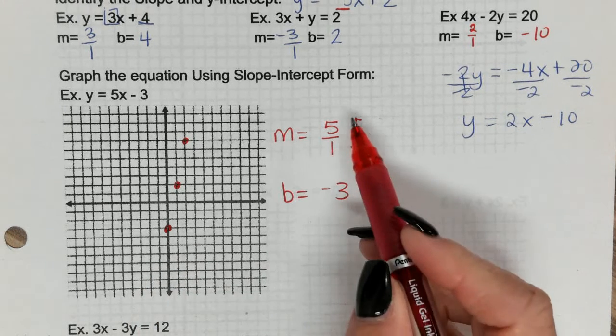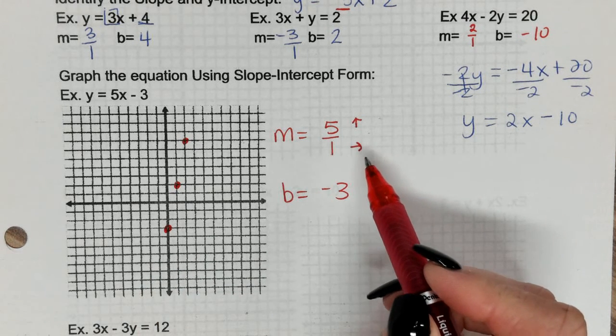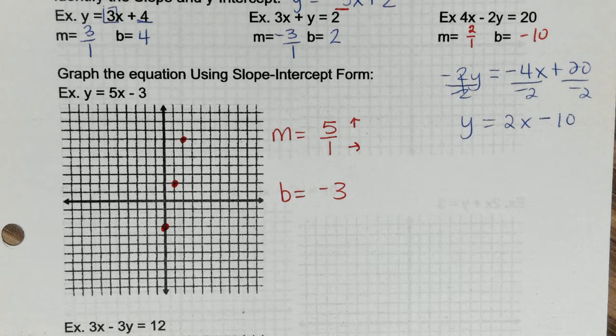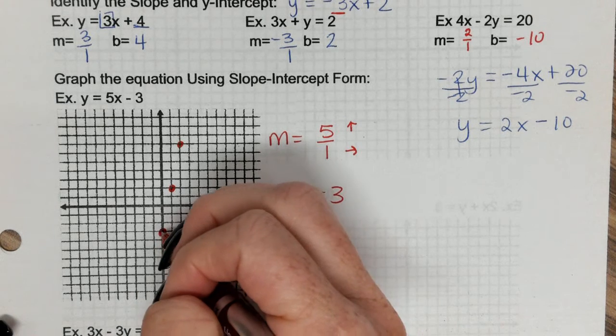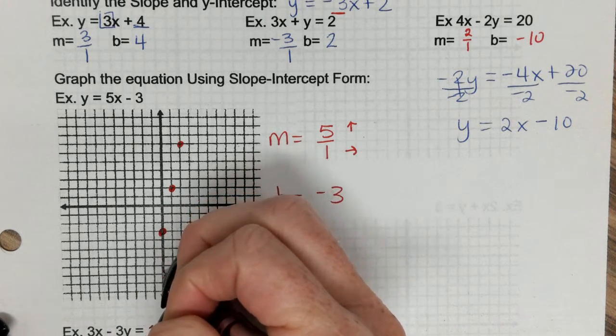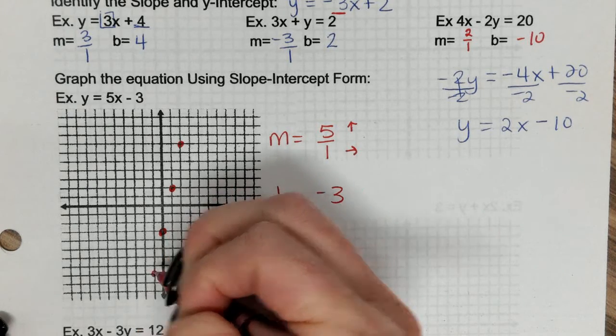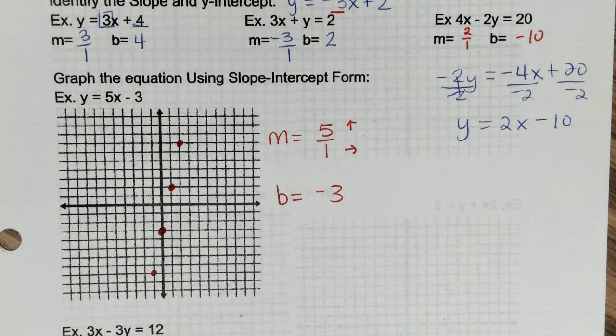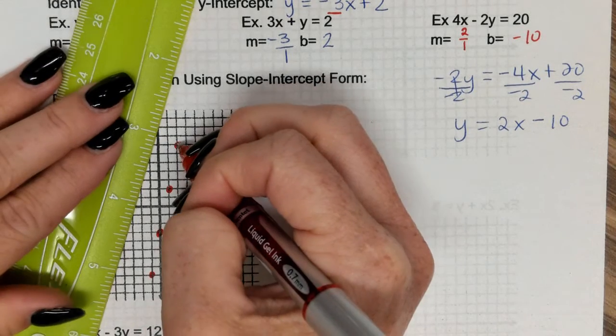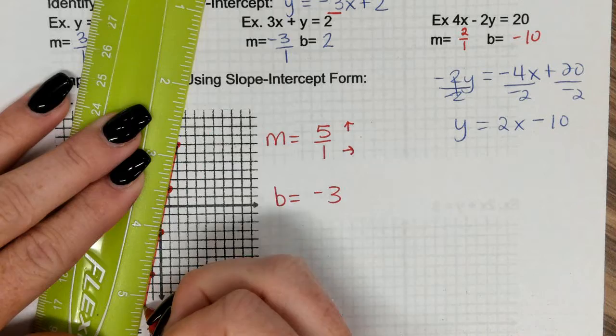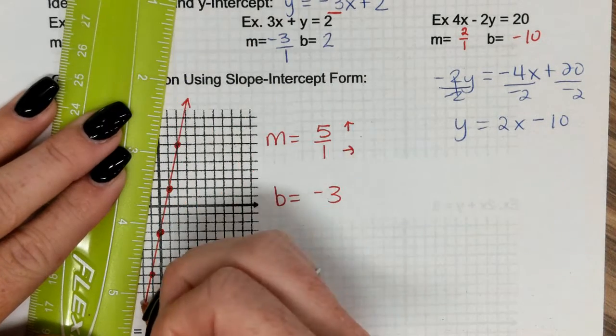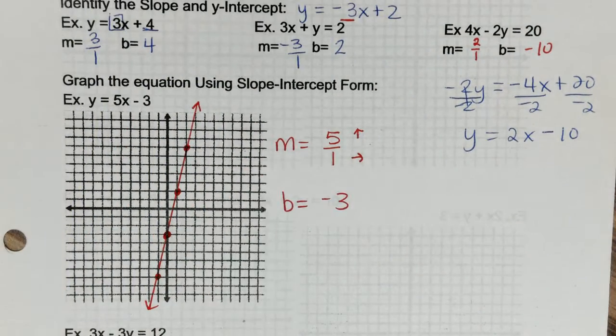So instead of going up and right, because 2 negatives make a positive, I could go down 5, 1, 2, 3, 4, 5, and left 1, and you'll notice that that falls on the same line. All right, and then you simply draw a line through it. What do y'all think? Easy?